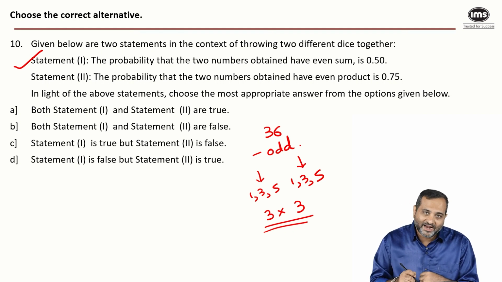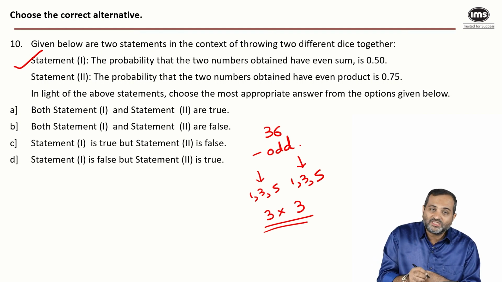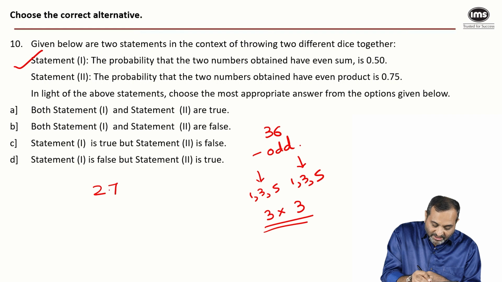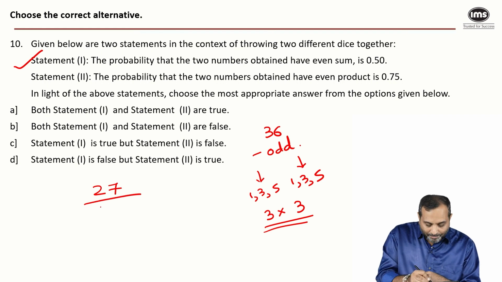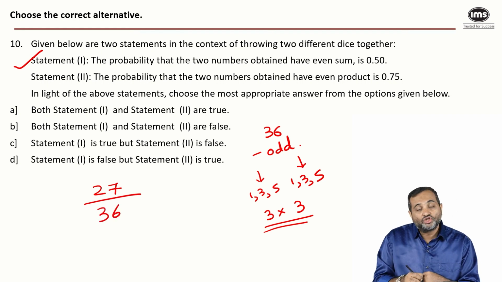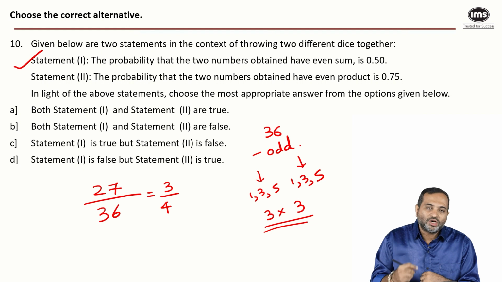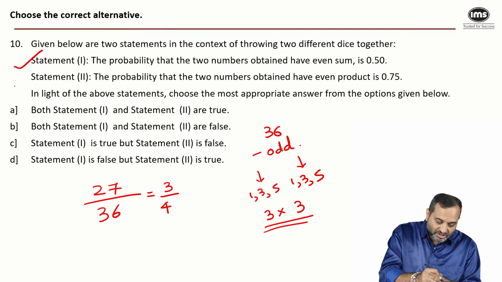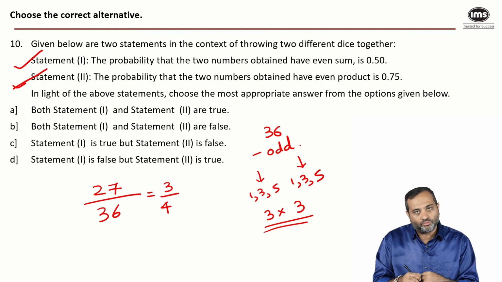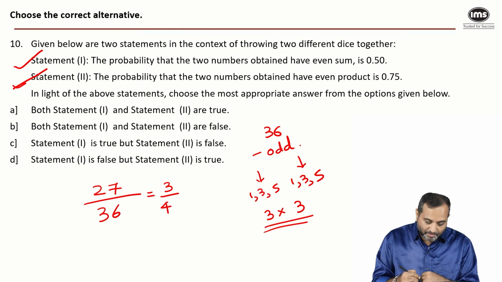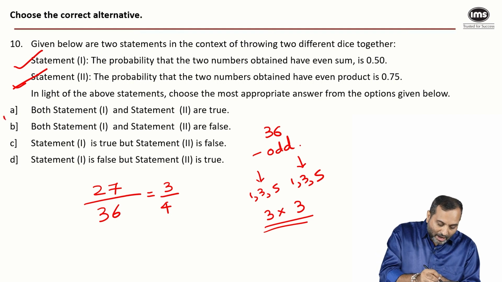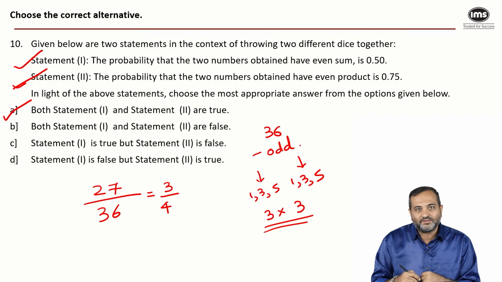I don't want those 9 cases. So can I say my favorable cases will become 36 minus 9, which is 27, and my sample space is 36. So what is 27 by 36? It is 9 3s are 27, 9 4s are 36, so 3 by 4 or 0.75. Hence statement 2 is true. Can I see both my statements are true?